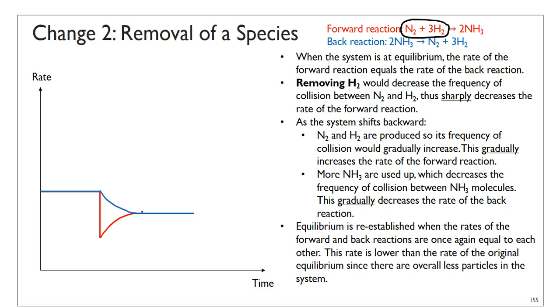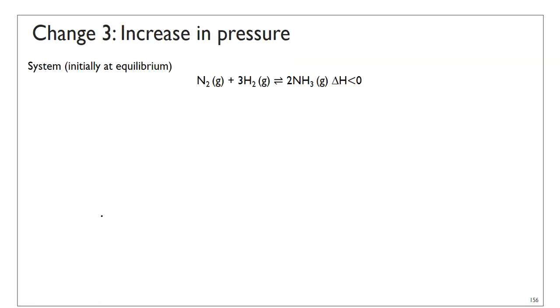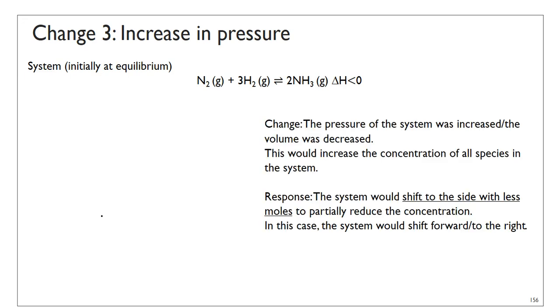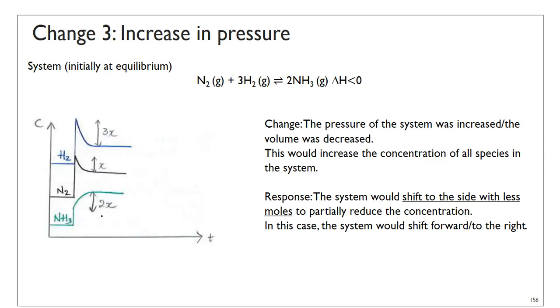I think one and two are actually the easiest. You can clearly tell what has happened just by looking at this because the change only affects one rate and not both of them. It gets a little bit more interesting when we talk about pressure. So change number three is an increase in pressure, and remember that if you increase the pressure and you have a gas system, it is going to increase the concentration of all three species in the system in this case.